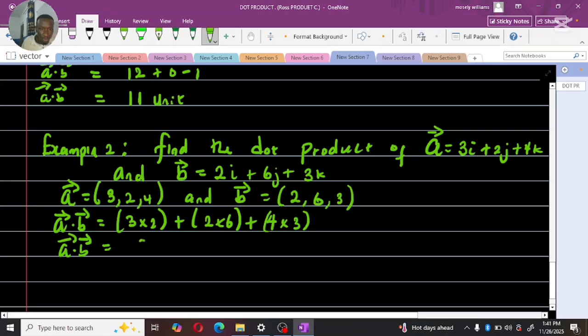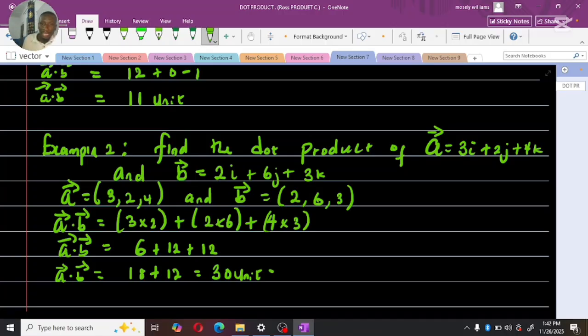3 times 2 will give us 6, plus 12, plus 12. So 6 plus 12 is 18, and 18 plus 12 will give us 30. As simple as that.